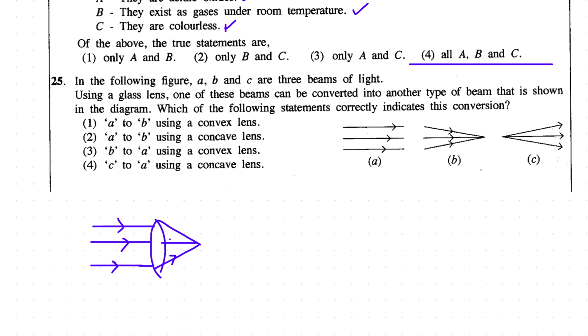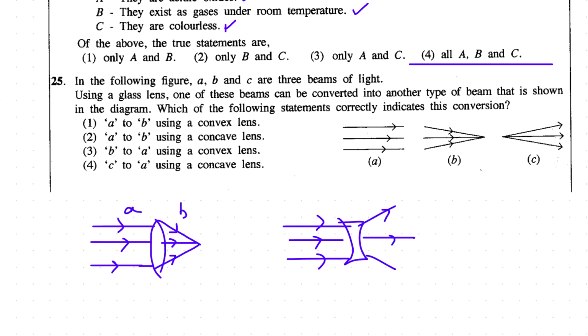What do you think? That is true, no? That seems right, so that should probably be the answer. A to B using a concave lens is not possible. If you put a concave lens, the beam diverges. That would be A to C. B to A using a convex lens, no. C to A using a concave lens, no. Answer is the first one.